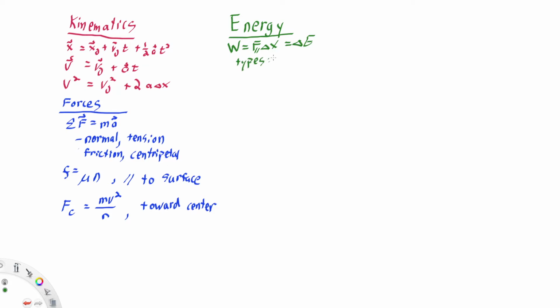4 different types of energy. We know kinetic. We know rotational. We know spring potential energy. We know gravitational potential energy.